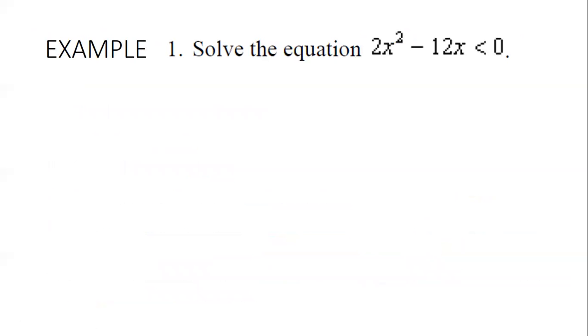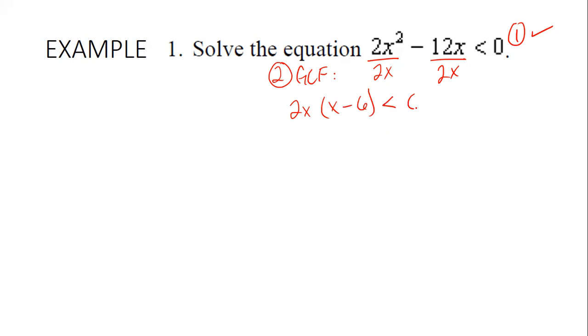So we have 2x squared minus 12x is less than 0. Step 1 is to make sure that it's less than or greater than 0, and it is. So we're good there. Step 2 is to factor. Since this is just a 2-term quadratic, we're going to check to see if there's a GCF. Is there a GCF? Yes, our GCF is 2x. So I'm going to divide each term by 2x. So we have 2x times x minus 6 is less than 0.